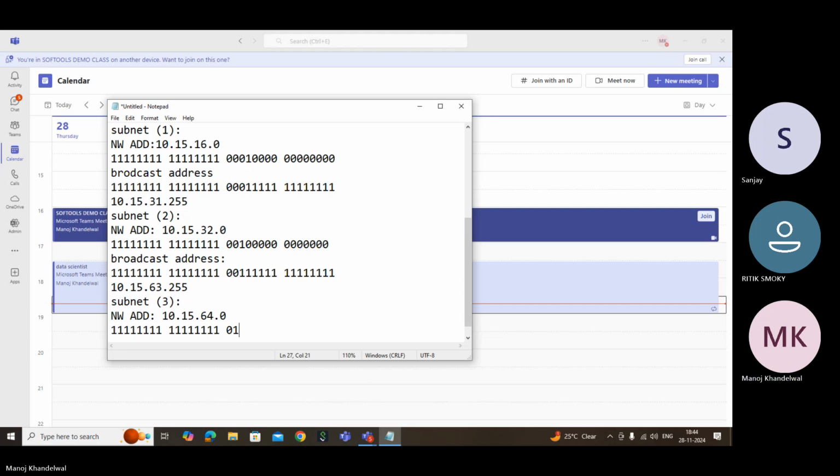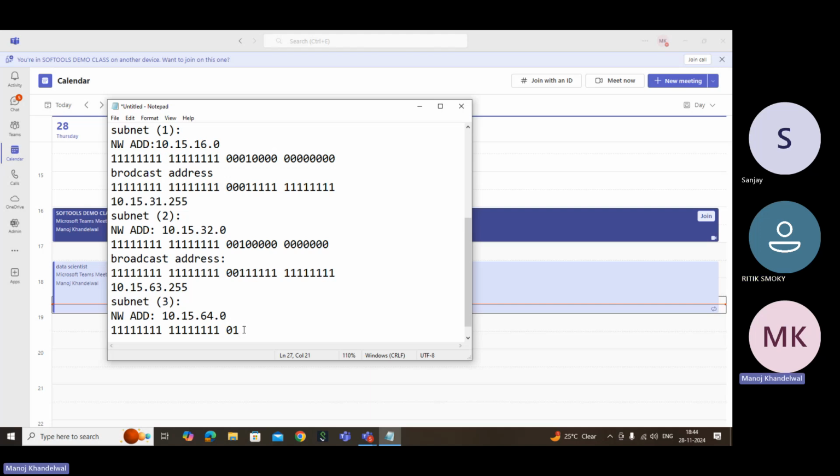I'm talking about the rightmost part, the host part. It would be all zeros, 8 zeros. Then in the third bit, it would be four zeros at the rightmost part, and then the left part is 0 0 1 1.